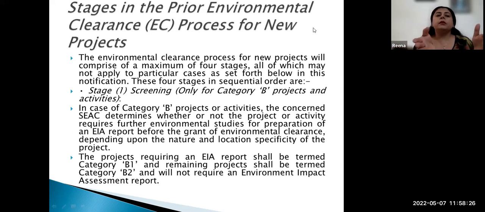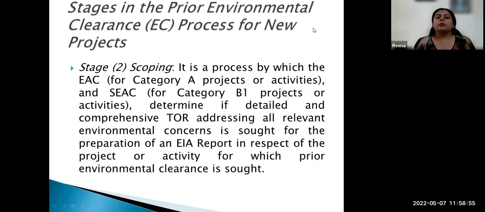For example, construction projects from 20,000 square meter built up area to 1,50,000 square meter built up area will be considered B2. So they will require just form 1A and their feasibility report. But if it even requires an impact assessment report. Then comes the scoping.